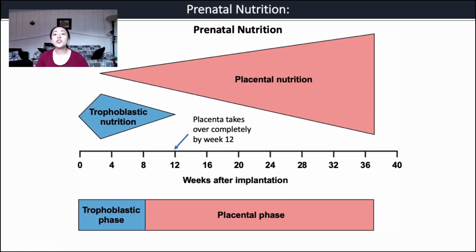This diagram here is showing the types of prenatal nutrition that are occurring the weeks after implantation. And you can see during the first couple of weeks after implantation, trophoblastic nutrition is the primary means by which the conceptus is getting nutrition. So remember, those trophoblast cells are absorbing nutrients directly from the endometrium. The placenta starts providing some nutrition early on after implantation, but doesn't completely take over until about week 12 after implantation, where then the conceptus is pretty much getting all of its nutrition from the placenta itself.